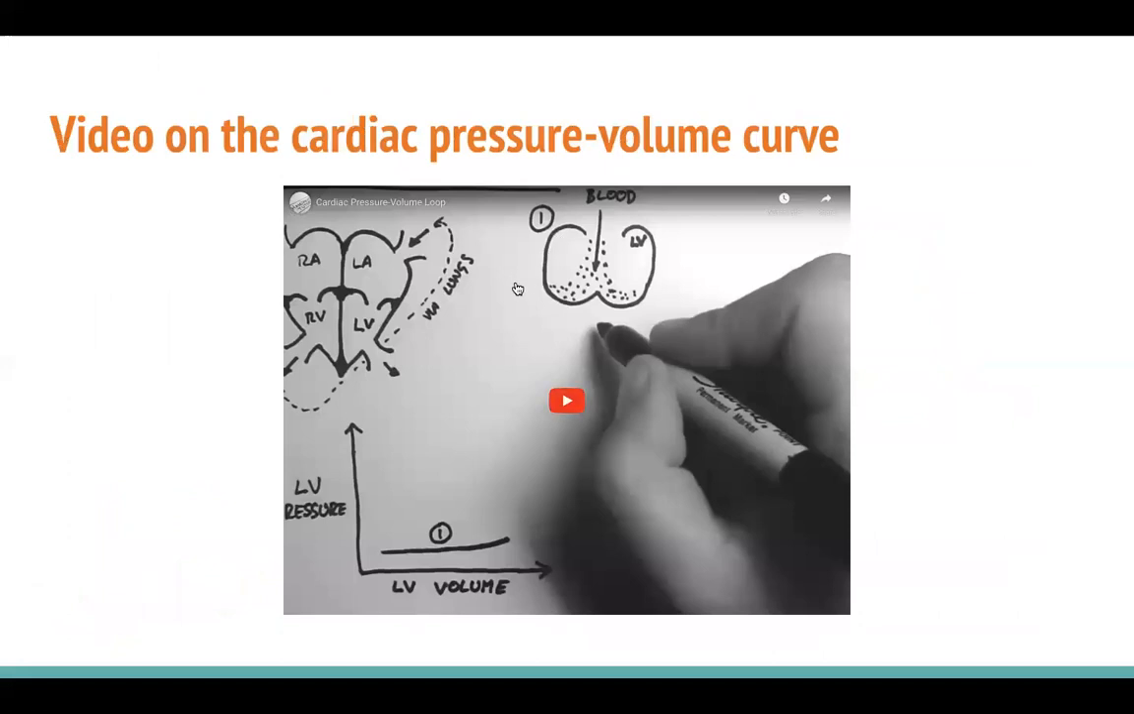This is a video on the cardiac pressure volume curve. It explains each step of the cardiac cycle as blood flows into the ventricle through the mitral valve and out through the aortic valve, and how that relates to the pressure volume graph. It's a pretty short video, and I really do recommend watching it so you get an understanding of that entire cycle.